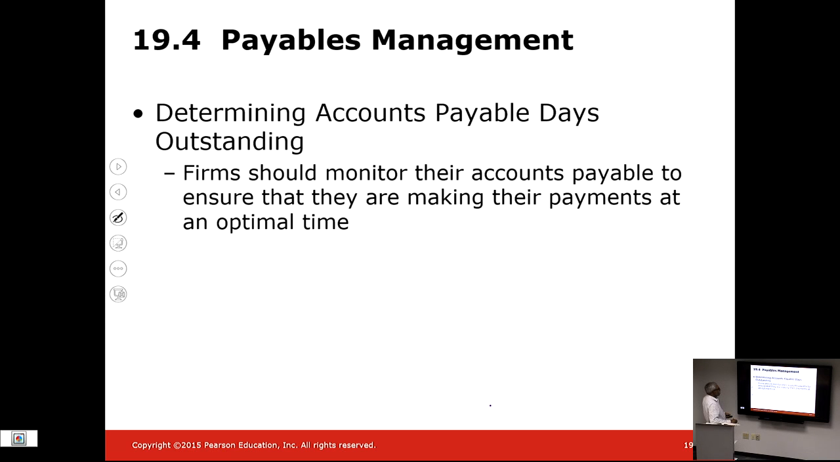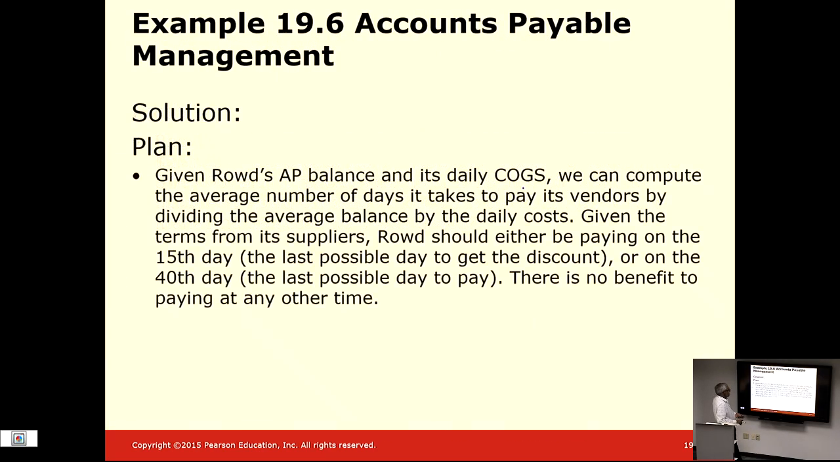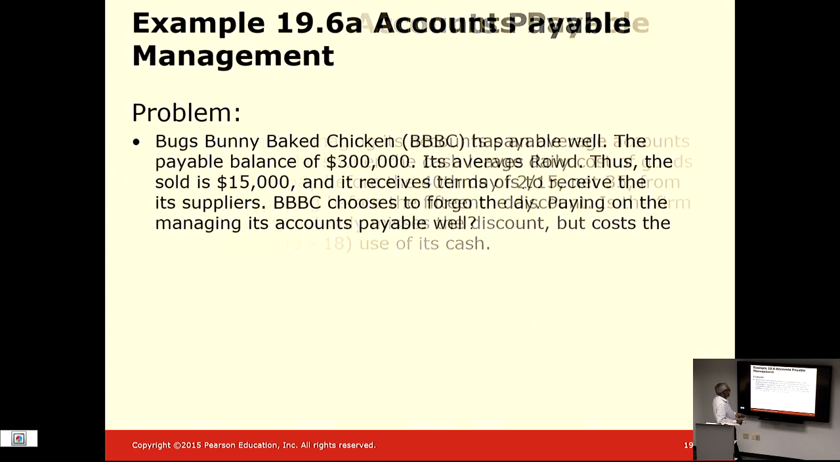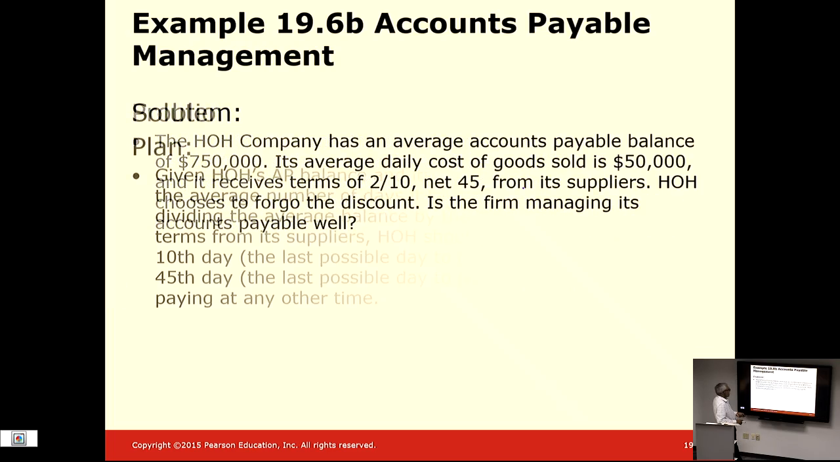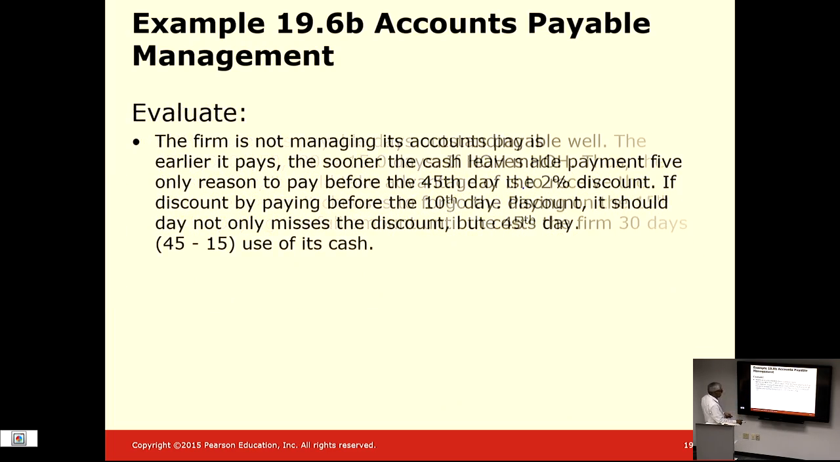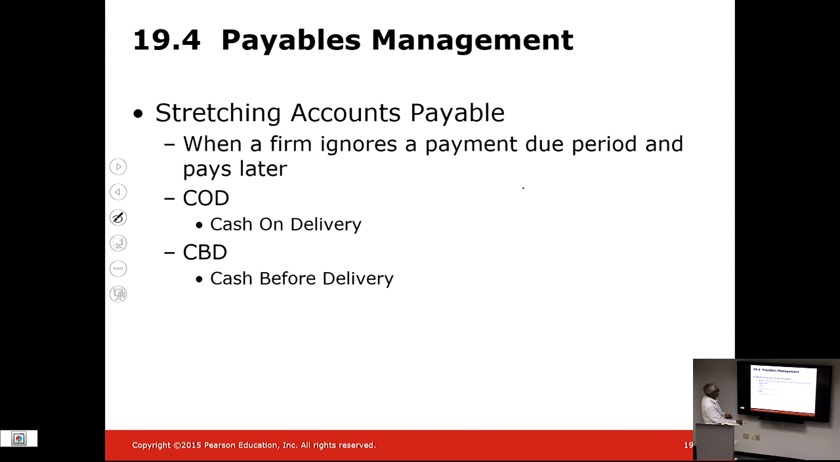Similarly, payables, the firm should monitor their accounts payable because on one hand, they want to delay the accounts payable as much as possible, but they also do not want to delay it so much that they spoil their credit ratings in the market or they spoil their reputation in the market. So they can figure out what their accounts payable schedules are in that manner and manage it in that manner. Again, you can read through these problems very quickly.